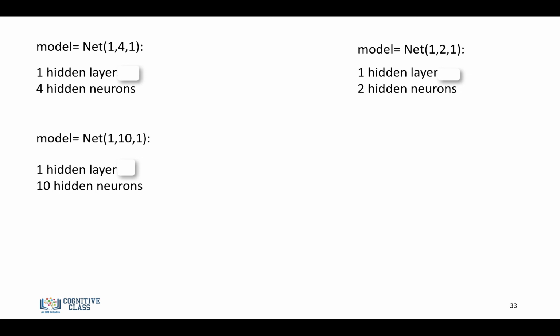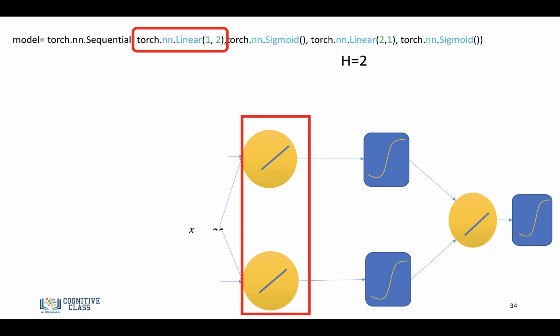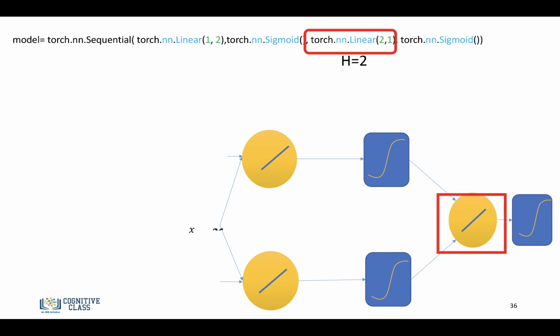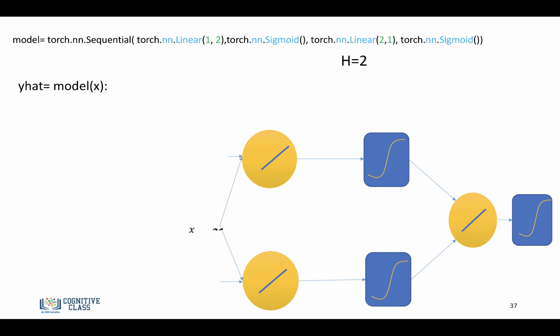Another way to build neural networks is using the sequential module. So here's a sequential module, and we have one input and 2 hidden layers. We apply the sigmoid function to it. Then we have the output layer. Then we have the linear unit for the output layer, and then we have the sigmoid function. In both cases, we can make a prediction as follows.